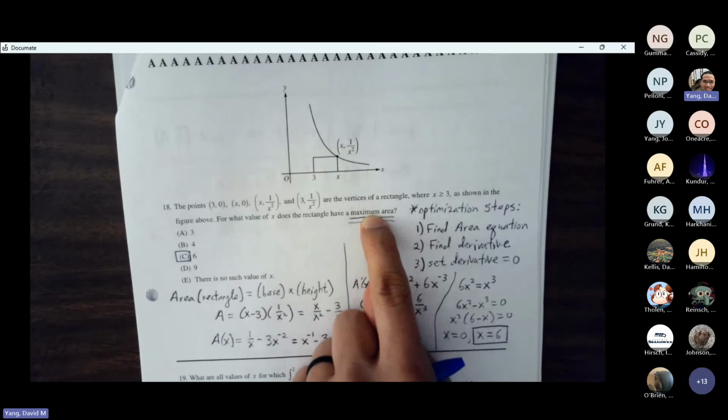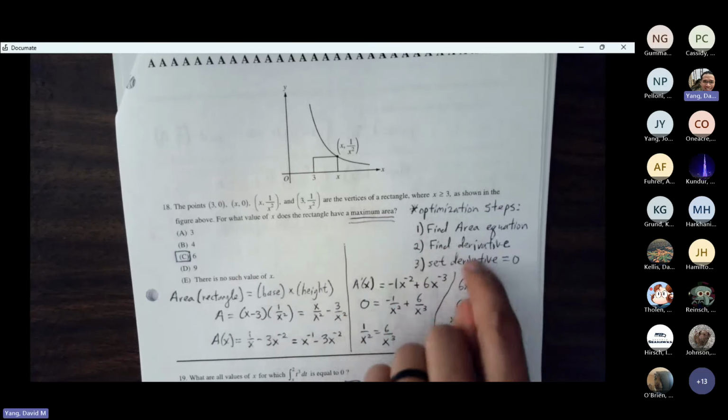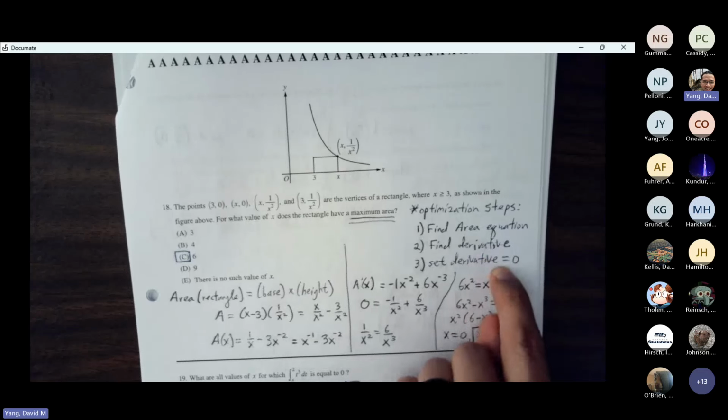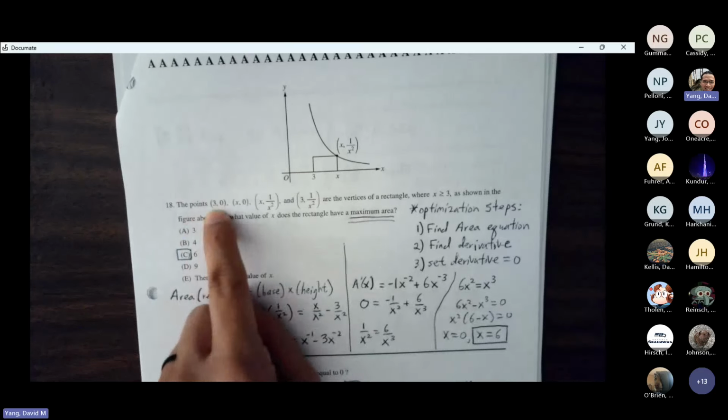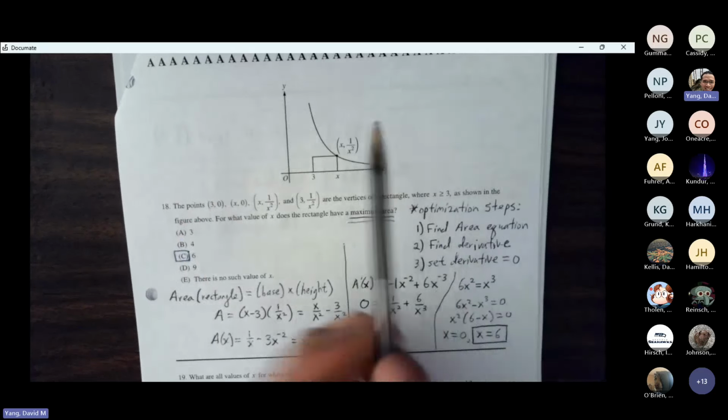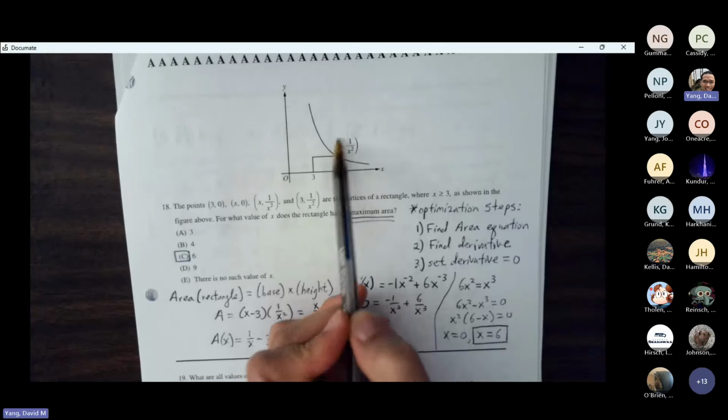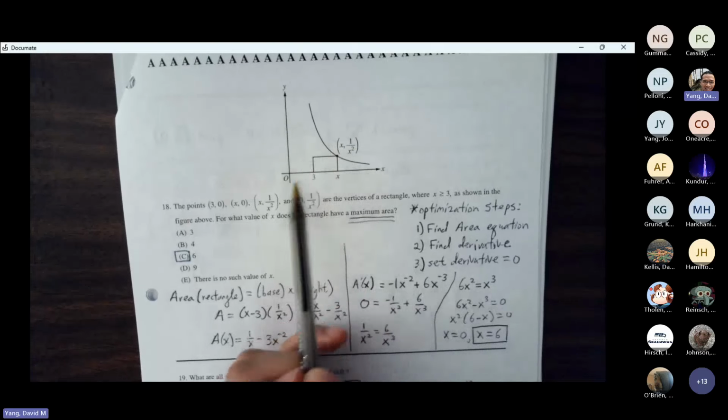And then when it says maximum, all you do is find the derivative, set the derivative equal to 0 and solve for x. So basically, it's like finding critical points, but under the umbrella of what they call optimization. So if we can somehow create the equation, find the derivative, set equal to 0, solve for x, that's going to be your solution. So we have 3, 1 over 3 squared, and x, 1 over x squared.